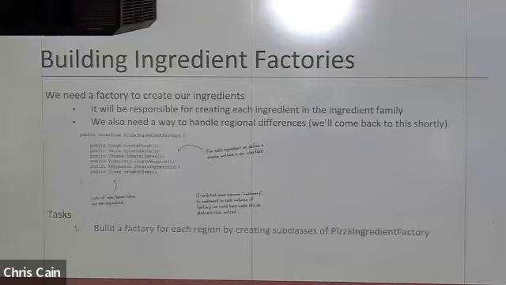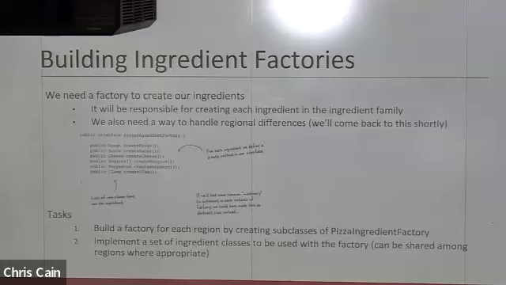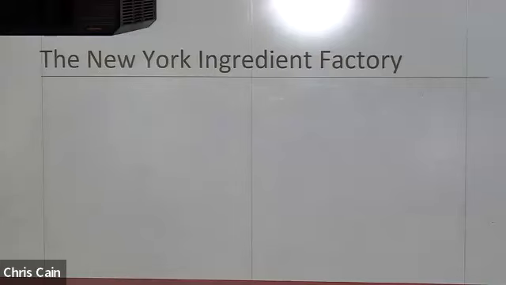So we need to, step one, build factories for each region, creating different subclasses of this pizza ingredient factory class. Since this is an interface, we can create a New York pizza ingredient factory, a Chicago pizza ingredient factory. We can see that this is now going to be a lot of work, but also extendable. We need a set of ingredient classes that can be used with that factory, that can be shared among regions. So if we have something like create veggies, we could define something that's shared across the different regions, since both New York style pizzas and Chicago style pizzas have veggies on them. Then we need to take this implementation and connect it to everything that we've already written that followed the factory pattern. So let's take a look at what the code would look like for the New York ingredient factory.